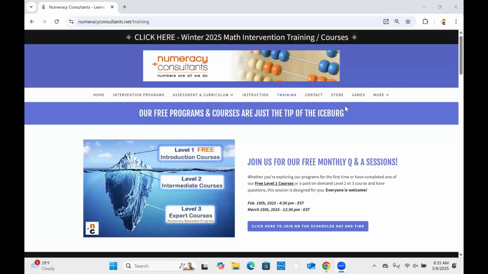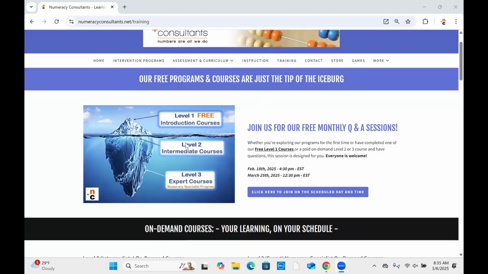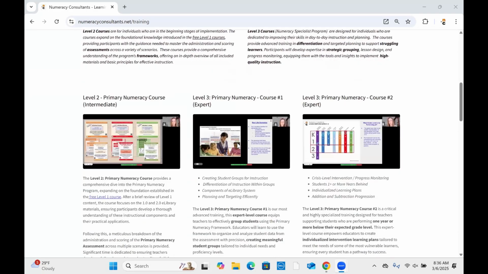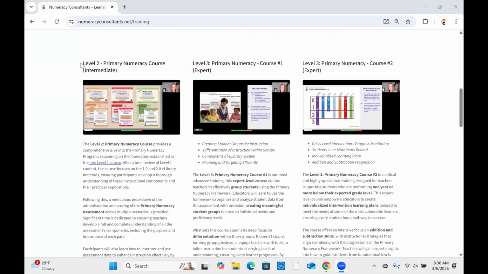So now we're going to go over just some of the additional trainings that we have. You all just went through, obviously, if you're watching this, you know that we have our level 1 courses, and our level 1 courses are free, and they're a really good introduction, right? It's a lot of surface level stuff, though, the basics of the framework, the basics of the assessment. If you're looking for more in-depth training, we have paid courses too, which are our level 2 and level 3 courses.